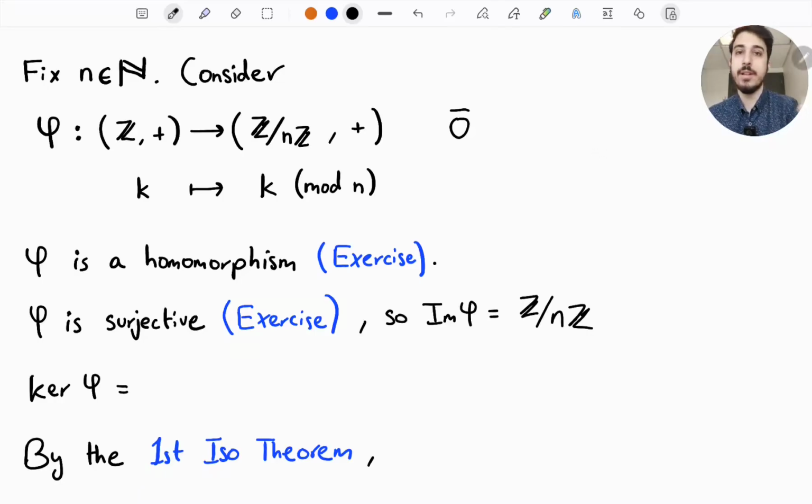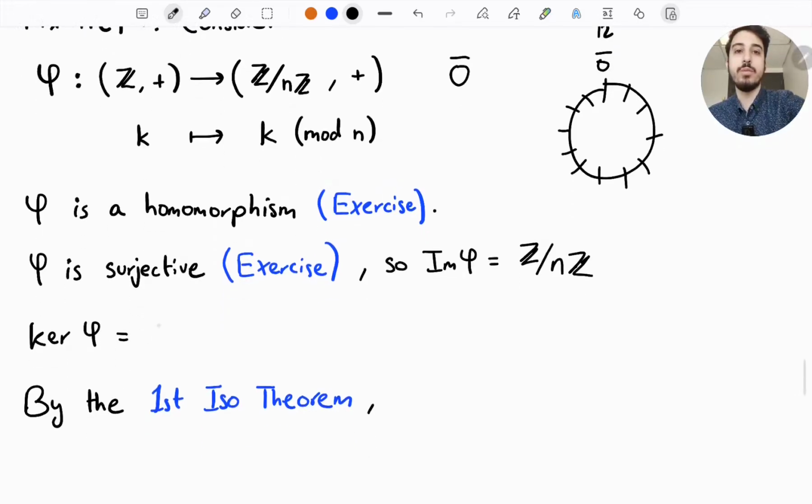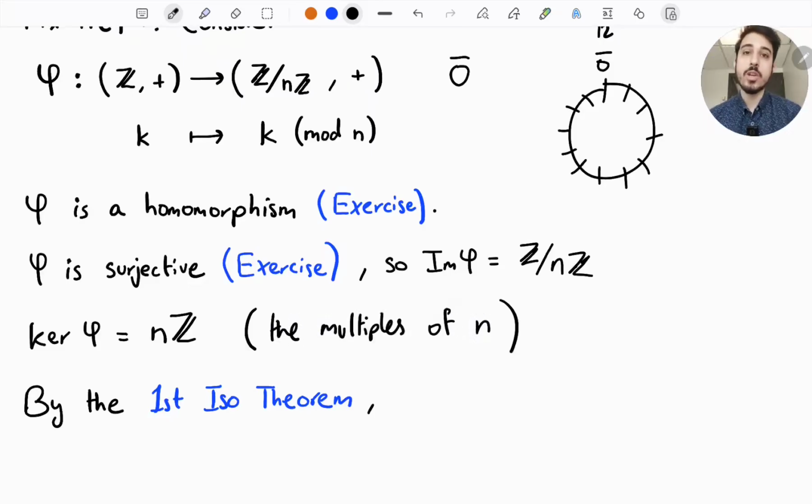If we had, for example, Z/12Z, so the clock, then the elements that will map to 0 bar are all the multiples of 12: 0, 12, 24, 36, etc. Even the negative numbers are mapped to 0 bar. So it is going to be denoted by nZ. This is simply the multiples of n. And notice, because Z is an abelian group, all of its subgroups are normal. So this is a normal subgroup.